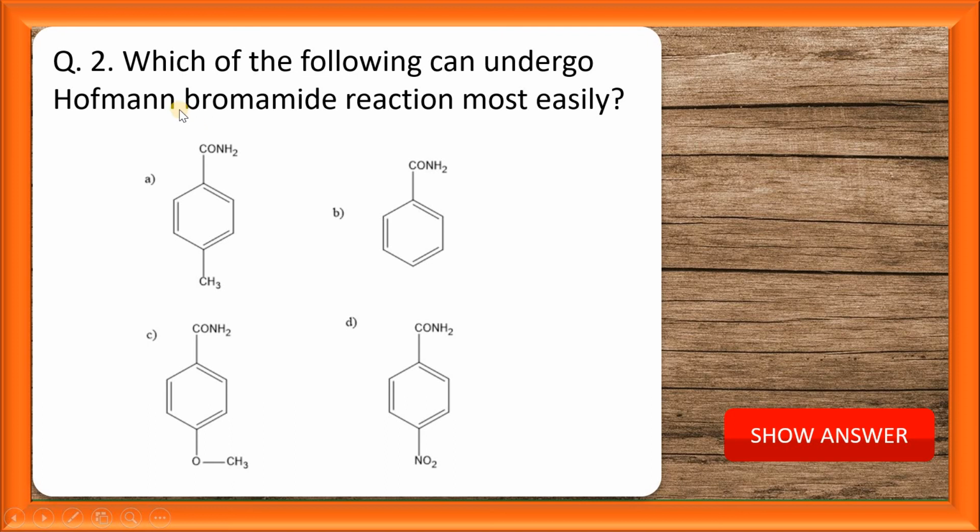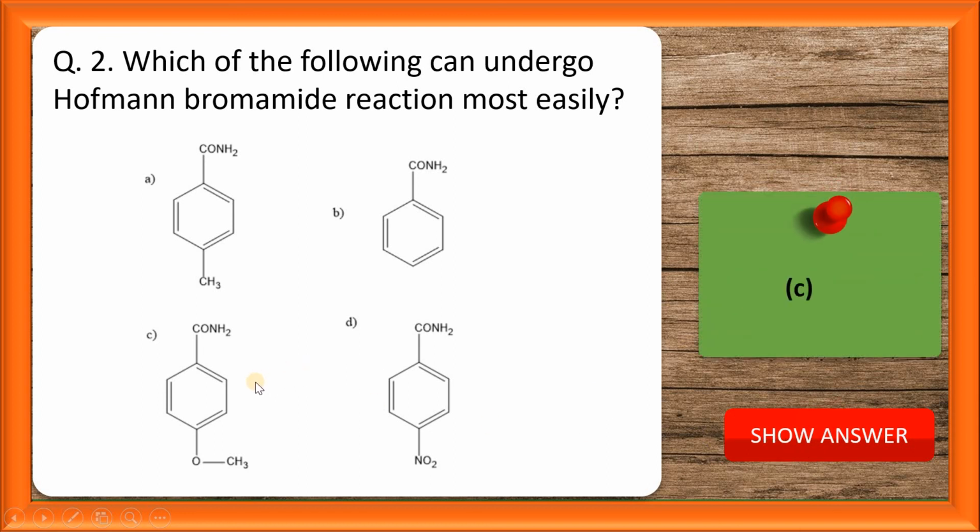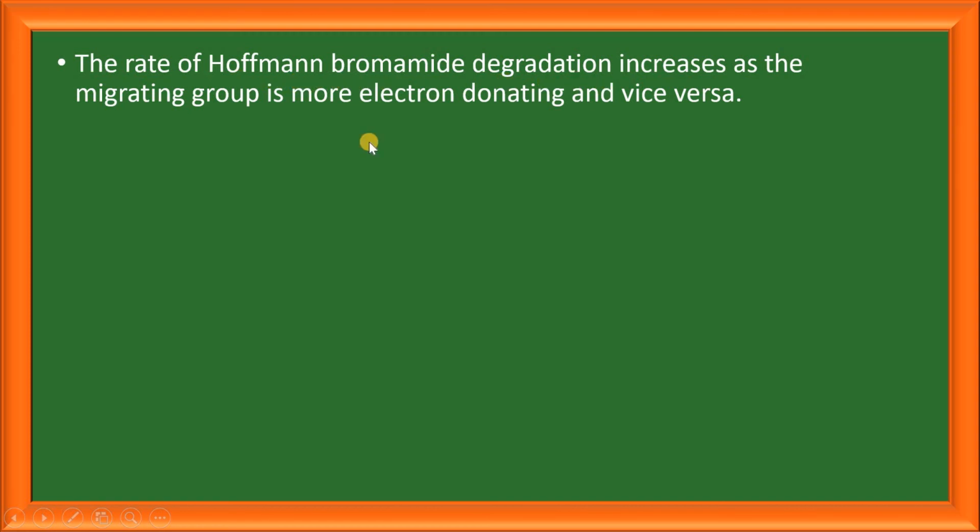This is question number 2. Which of the following can undergo Hofmann-bromamide reaction more easily? The answer is option number C. Let's see the solution for this question. The rate of Hofmann's bromamide degradation reaction will increase as the migrating group is more electron donating, and it will decrease when the migrating group is more electron withdrawing. That is why I have written vice versa.